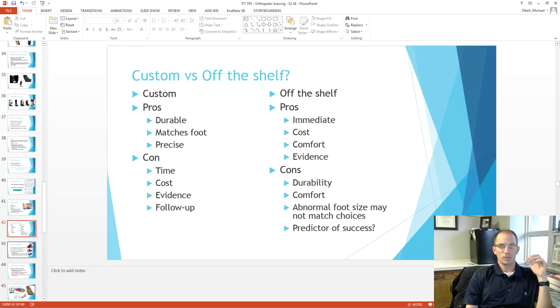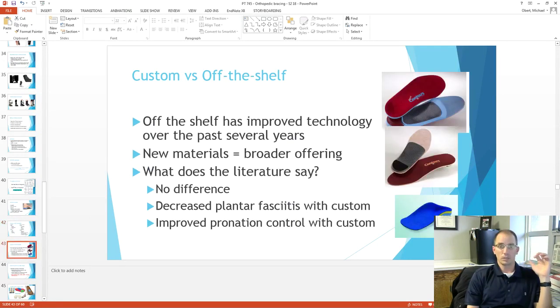There are some changes in technology where, with the Dr. Scholl's thing, you can stand on there and it'll evaluate your foot type and give you the best one for it. So the off-the-shelf ones have come really a long way. So a lot of times, if the patient's foot is not too wild and crazy, not too pronated, they don't have too much going on, then a lot of times I'll say, try an off-the-shelf one first, and then we can talk about a custom one.